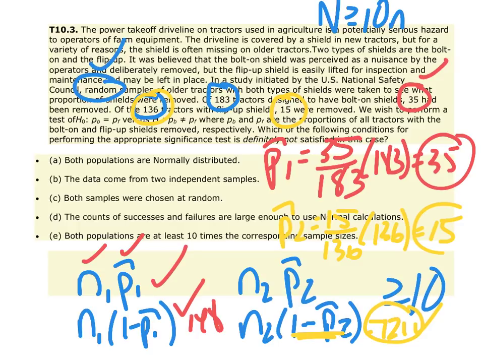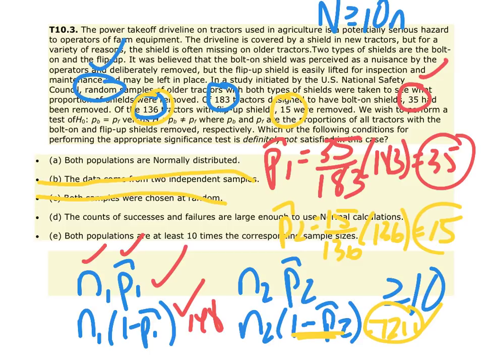So when you look at that, you're going to be tempted to think all conditions are met. However, look at the question: which of the following conditions for performing the significance test is definitely not satisfied? Well, it looks like all are met. So if we look at the options below, it's issues with the wording. Both samples chosen are at random, which we clearly do know. So I'm going to eliminate that option. The data come from two independent samples. Yes, we are good with that.